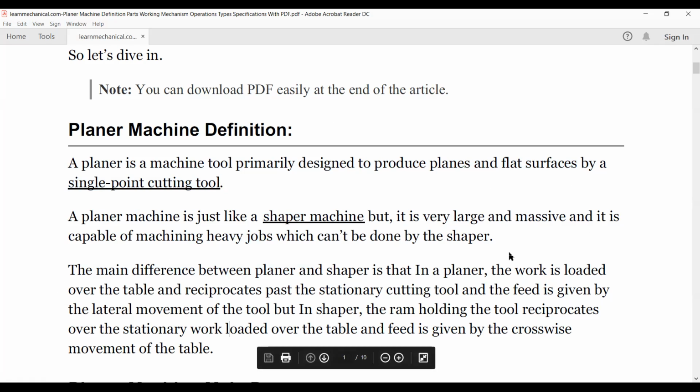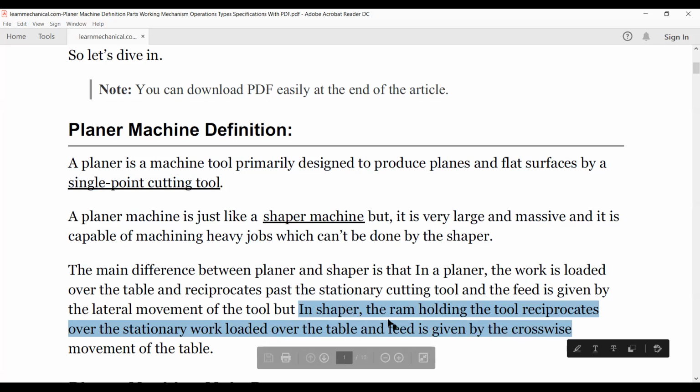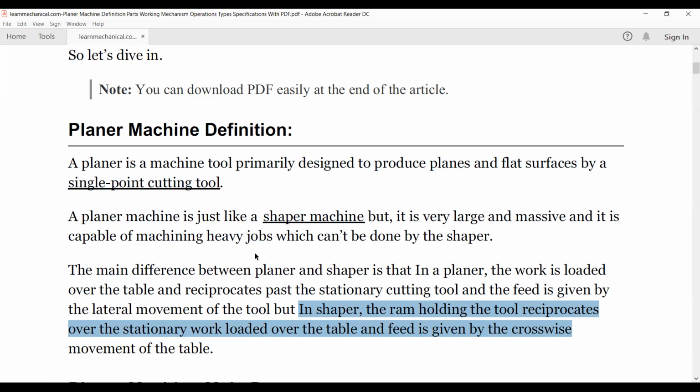Here you can see the work is loaded over the table and reciprocates past the cutting tool. In the shaper, the ram holding the tool reciprocates. You can see the difference. In the shaper, the tool is reciprocating over the stationary work, but in the case of the planer, the work is reciprocating. That is the major difference between a planer and a shaper.